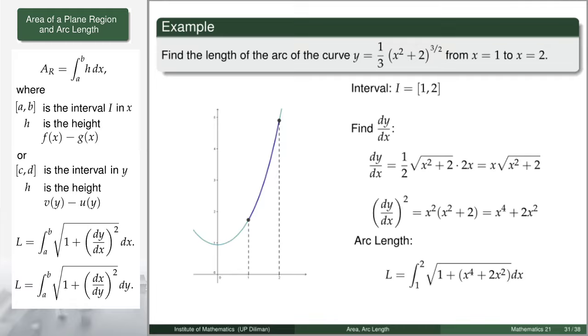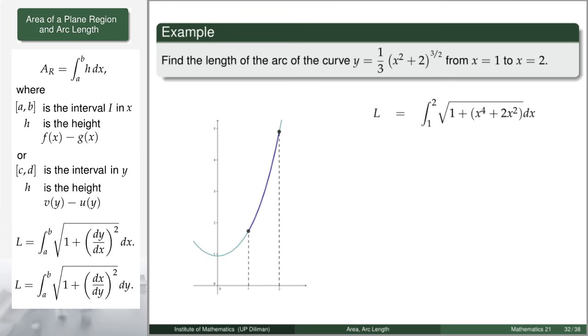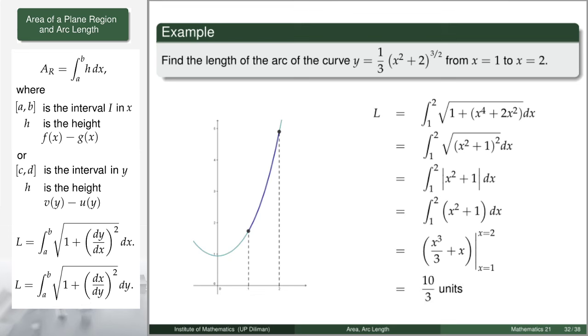Most of the time, the function or the integrand of an arc length is not that beautiful because it has a square root. Though in this case, this is easily integrable, especially if you note that the radicand 1 plus x to the 4 plus 2x squared is a perfect square trinomial, (x squared plus 1) squared. Since the square root of a square can be simplified to an absolute value, it now becomes a simple absolute value integral. x squared plus 1 is always positive, and that means its absolute value is itself. And by anti-differentiating and simplifying, you will get the answer 10 over 3.